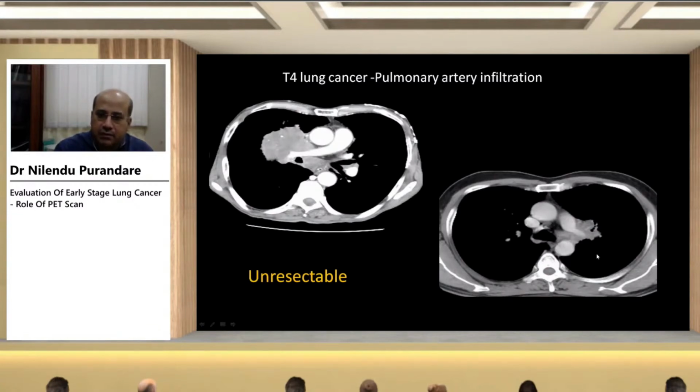So these on the right side and this on the left side. So this becomes T4, that is pulmonary artery infiltration. CT scan very clearly shows it. This patient is unresectable. No need for PET scan. So for T staging, CT scan is good enough. PET doesn't really add any incremental value for T staging.